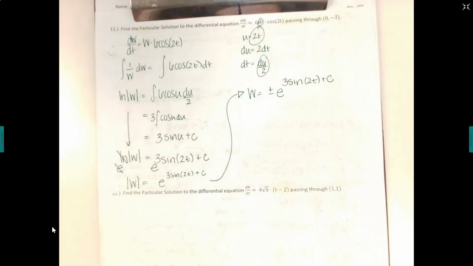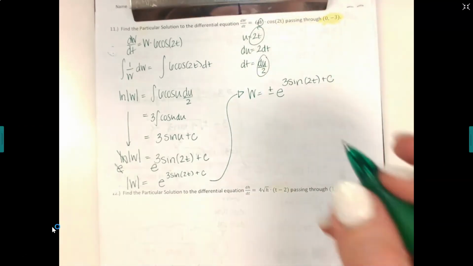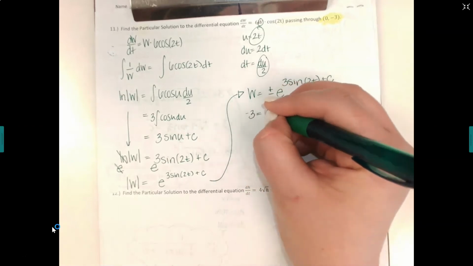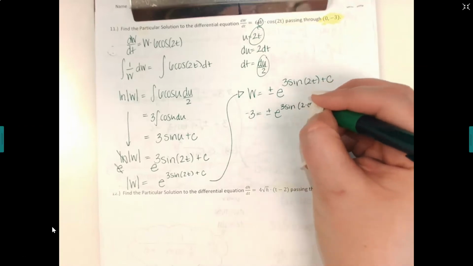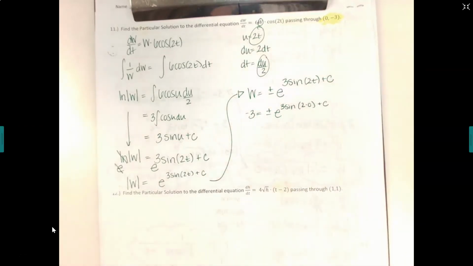Okay, so where are the two places I'll get a plus minus? With absolute value bars and also with square roots. Okay, those are the two places. Okay, so that's my general. What's the point I need to pass through? Okay, so negative 3 is going to be the y value, and then x is going to be 0. So negative 3 equals plus or minus e to the power of 3 sine 2 times 0 plus c. And then which sign will I pick in the front to match? This side is negative. I have to choose a negative as well.